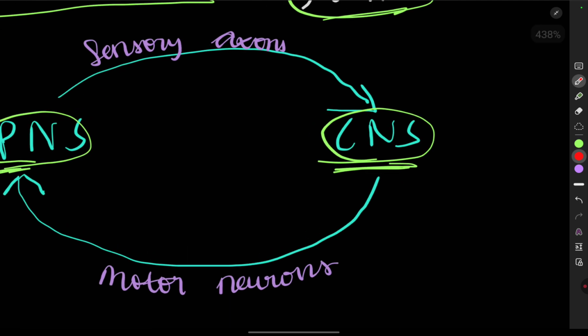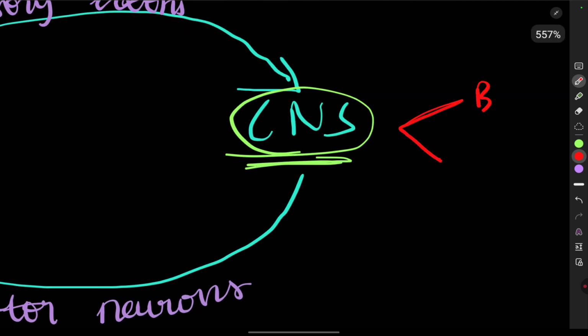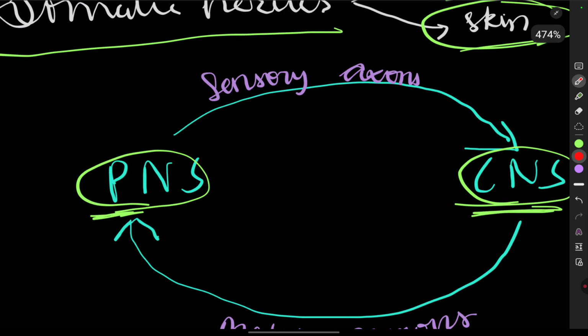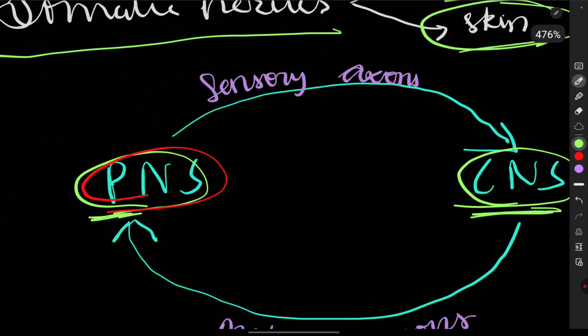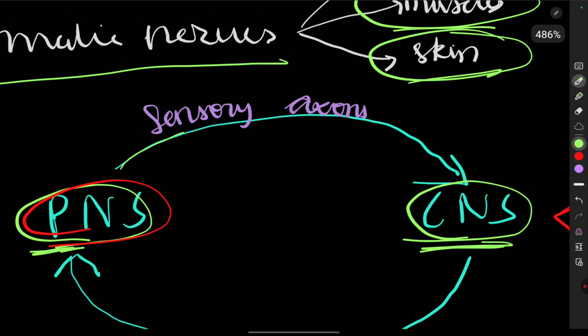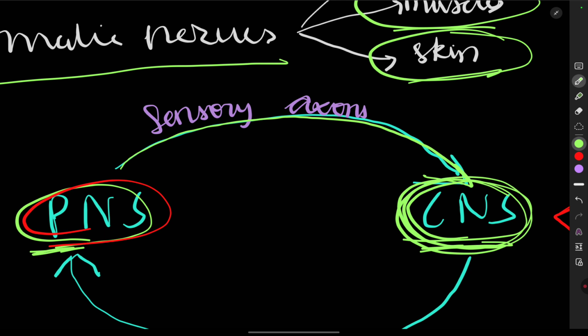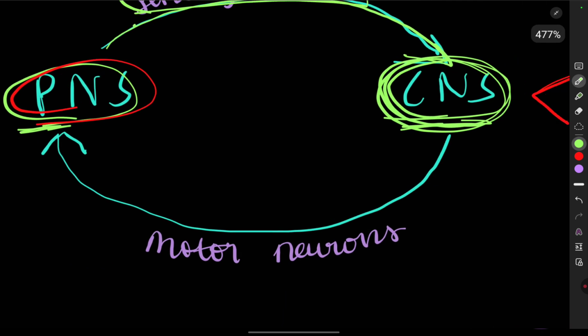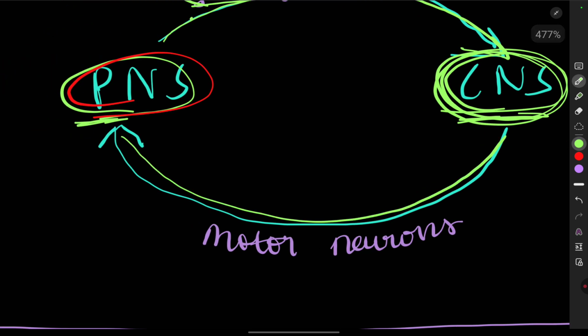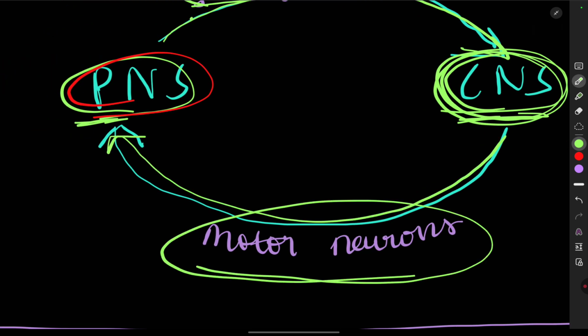So what does the central nervous system consist of? It consists of the brain and the spinal cord. The peripheral nervous system sends signals to the CNS through the sensory axons, and the CNS gives response to the peripheral side by the motor neurons.